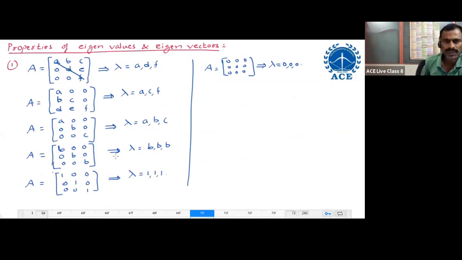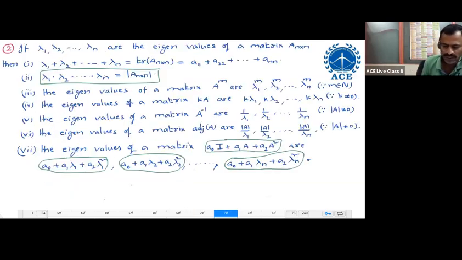This is the first property. If the given matrix is in the form of any one of these, we can directly say the eigenvalues. But our given matrix is not upper triangular, lower triangular, diagonal, scalar, or unit. So this property doesn't work. Then we try for the next property.